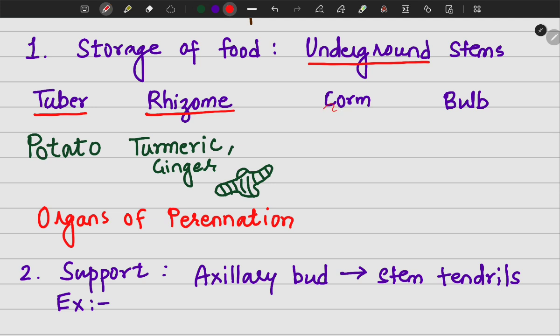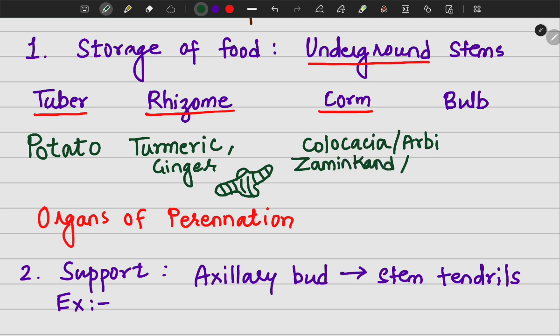The other modification is called a corm. An example of corm is colocasia or arbi. Another example is zameen kand, which is also called elephant foot yam. These two are the examples of corm.